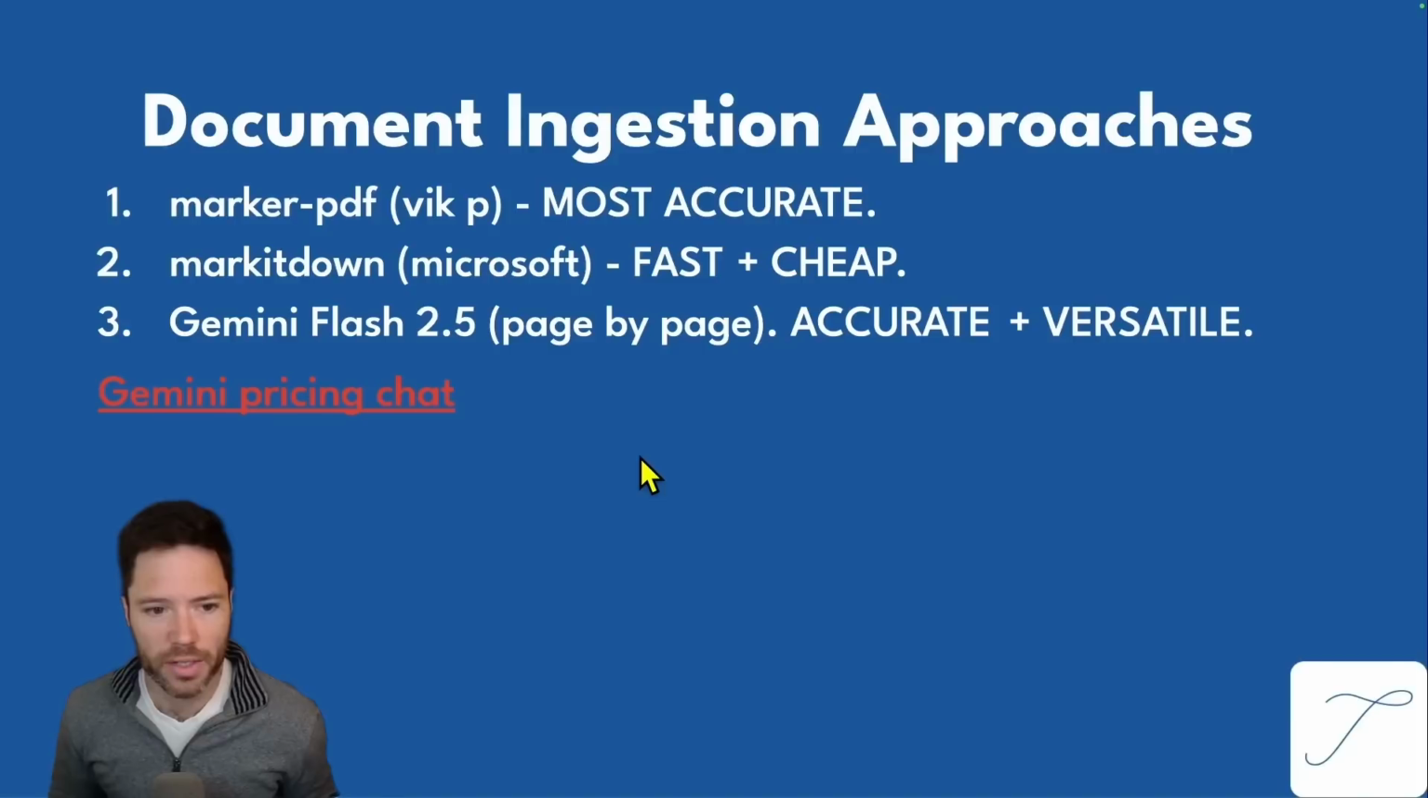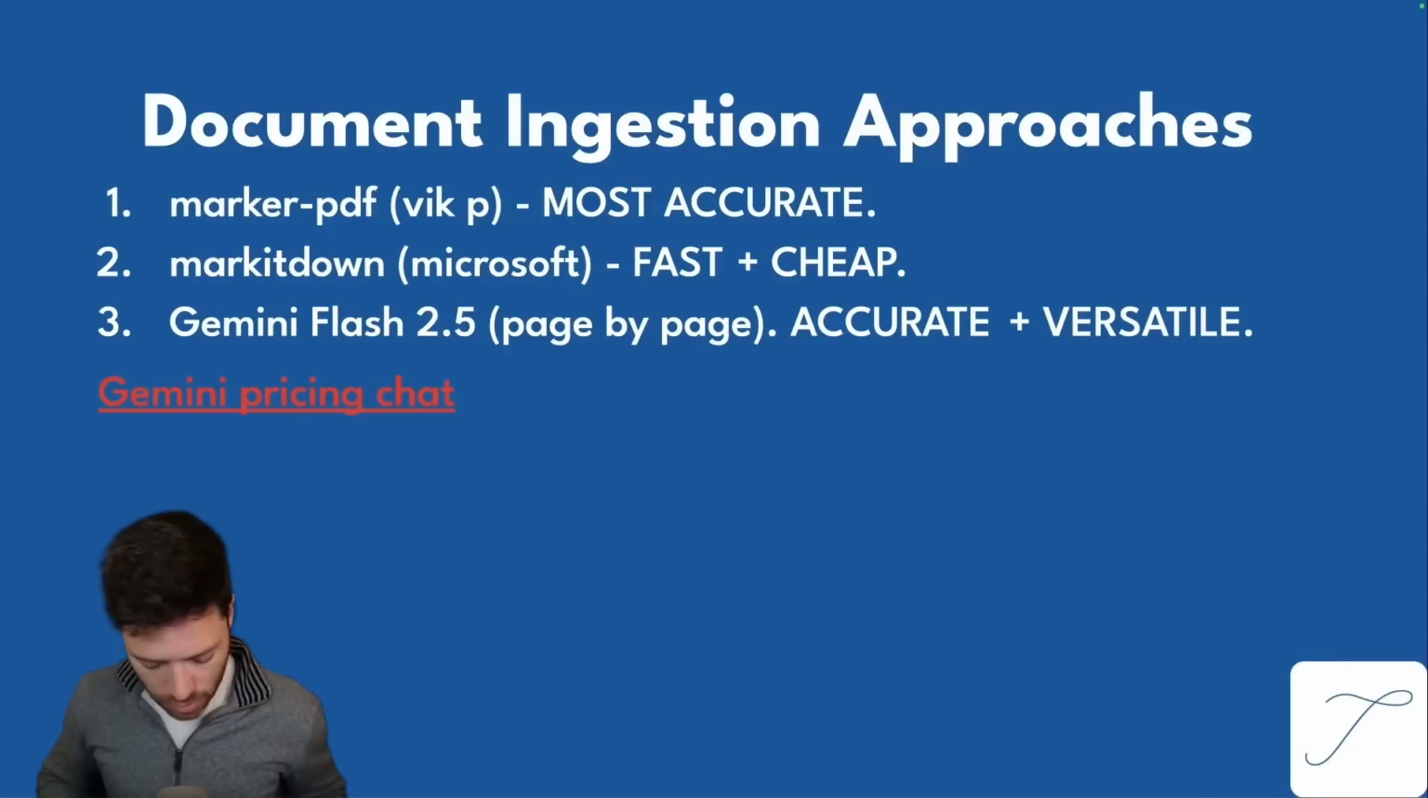The second is markitdown by Microsoft, very fast and cheap, and you can just run it on your CPU. And the third option is to send in the PDFs page by page and have Gemini Flash create markdown. And this is surprisingly accurate, versatile, and also pretty cost effective. So I'll show you each of those.